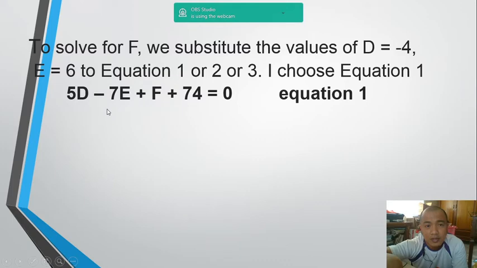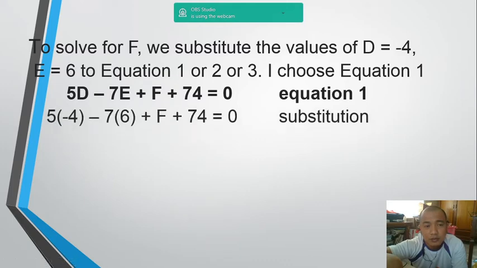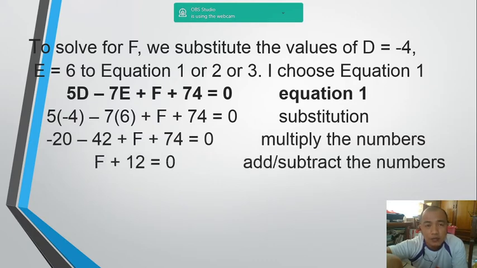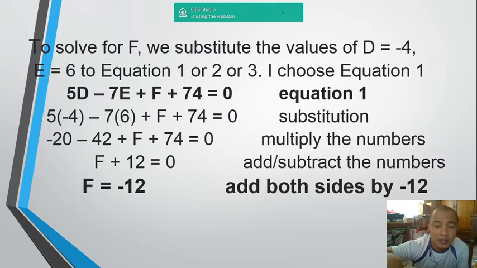5d minus 7e plus f plus 74 equals 0. Substitute d by negative 4, e by 6. Then, we have negative 20 minus 42 plus f plus 74. Then, add the numbers now. Negative 20 minus 42 plus 74 is 12. F plus 12 equals 0. Therefore, what is f? Negative 12, by adding both sides by negative 12. So, we have already solved for d, e, and f.